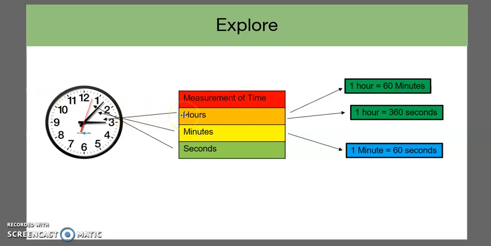So the measurements of time are hours, minutes, and seconds, and I provided a guide to where we can locate that if we have a clock that looks like this, as well as some of the conversions we're going to be familiar with. So we know here that 1 hour equals 60 minutes, if we're looking between hours and minutes. If we are looking between hours and seconds, we know that 1 hour equals 360 seconds. And lastly, we have 1 minute equals 60 seconds. So we're going to go into today's lesson.